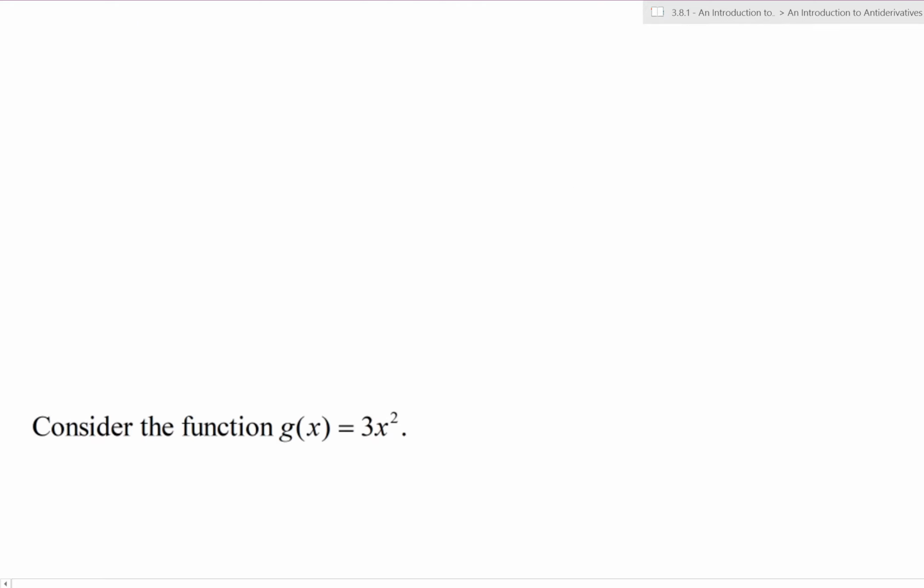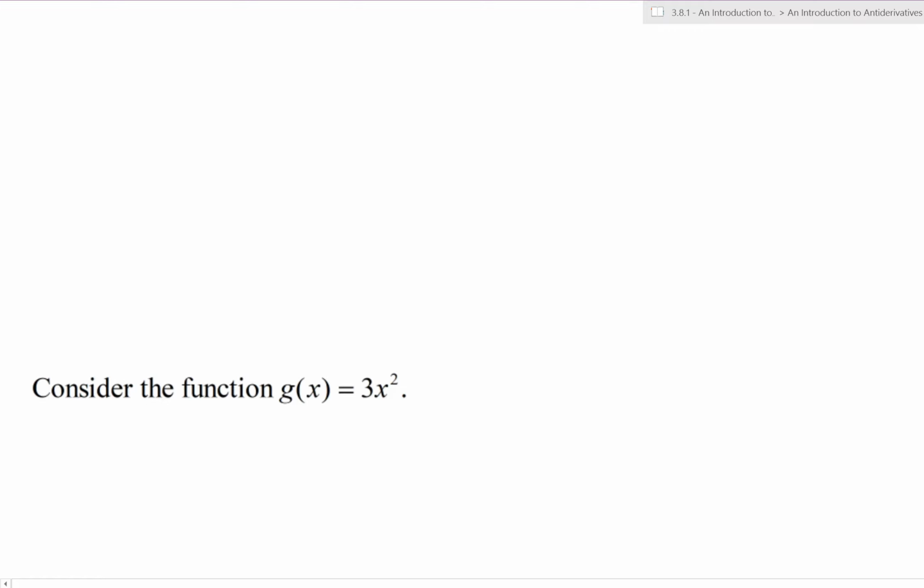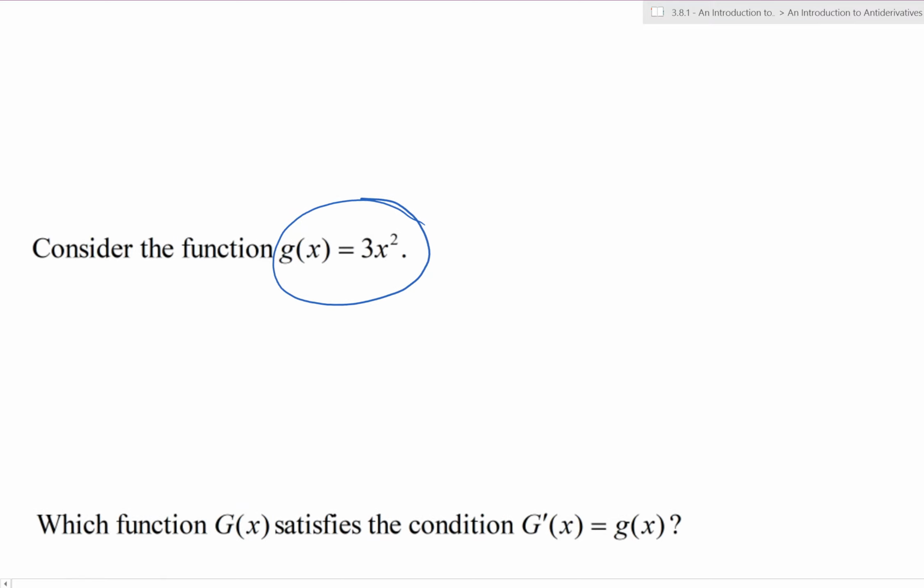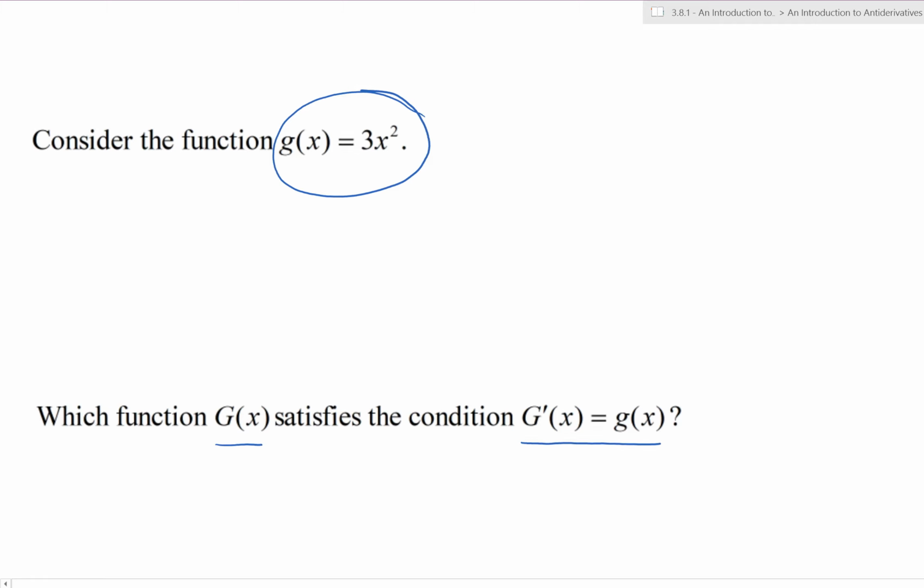Let's just consider this situation. Consider the function g of x is 3x squared. It's a nice function. Then, can we find a function big G of x which satisfies the condition that the derivative of big G, g prime of x, is equal to little g of x here? Again, that's equivalent to asking which function big G of x has a derivative equal to 3x squared.